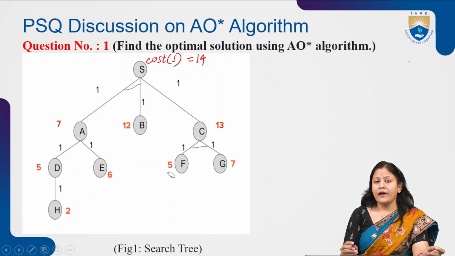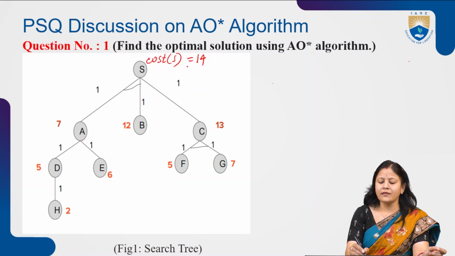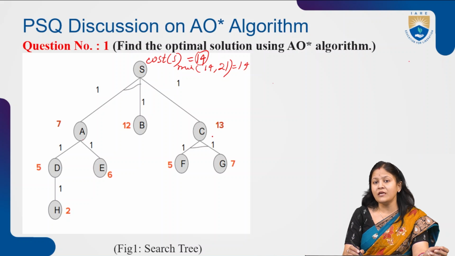So the cost of S we got is 14, which is nothing but the minimum between 14 and 21, that is equal to 14 right now. Okay. Now as it is 14, from which side did we get it? F of SC. So let us explore the F of SC path completely. Under SC, from the C node again the paths are F and G, where there is one arc. That means both CF and CG should be satisfied to achieve C.